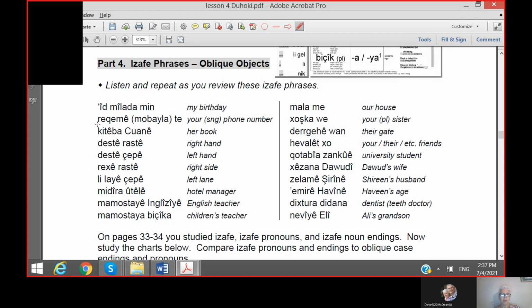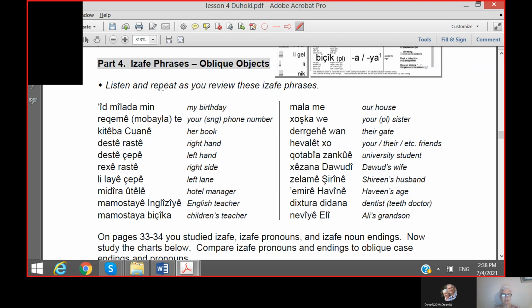How about her book? Kitaba Juani. Kitab is book. And then you say book of Juan for izafe. For the izafe, and kitab is feminine. So that's why we use the izafe ending. And then Juan is the object of the phrase. And Juan is feminine, so we use the feminine oblique case ending here. And then it becomes kitaba Juani.